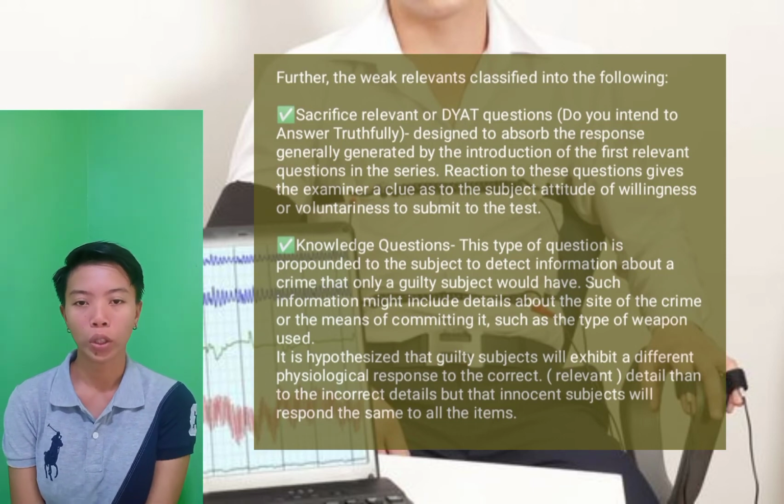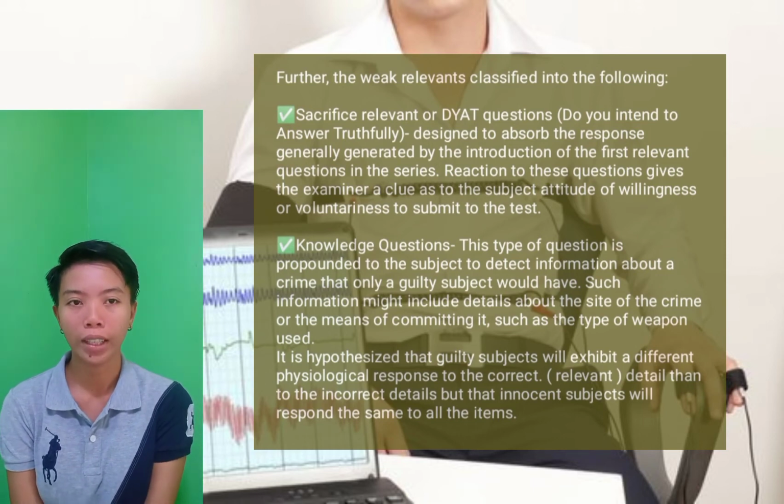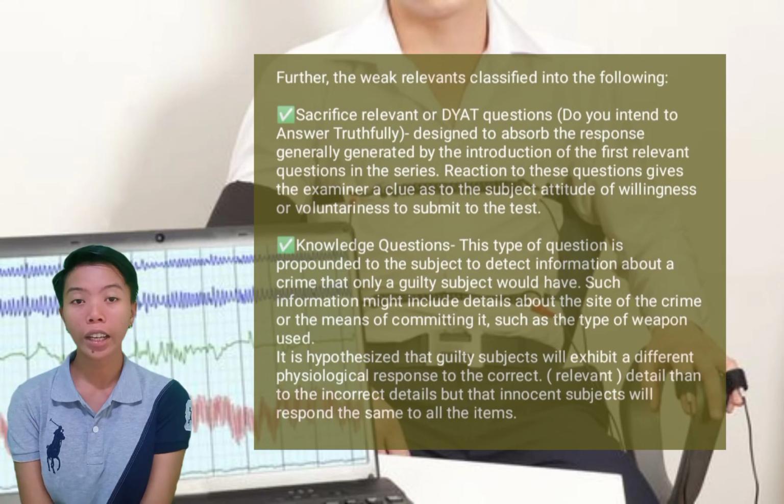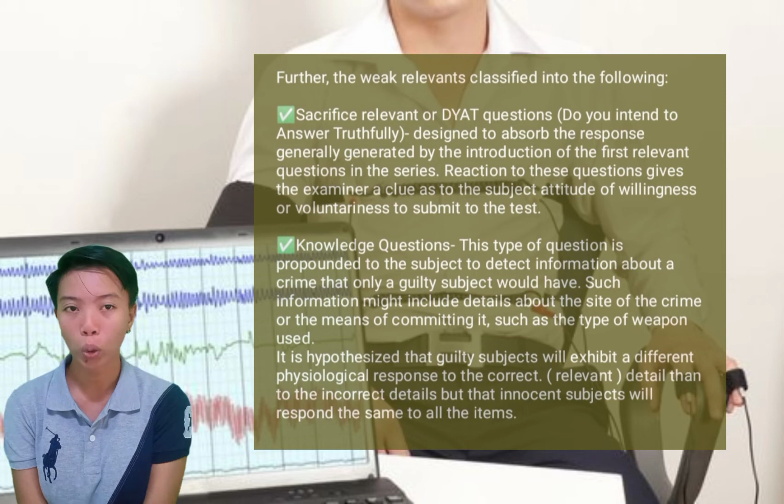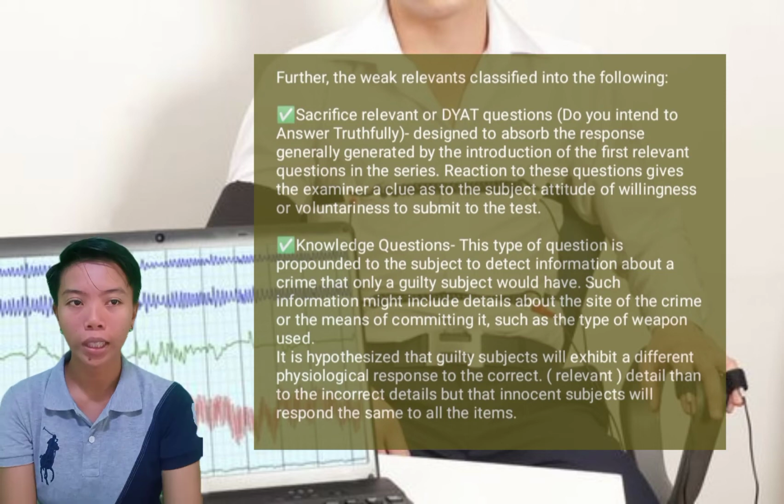Sacrifice or dietary question, such as: do you intend to answer truthfully? These are designed to absorb the response generally generated by the introduction of the first relevant question in the series. Reaction to those questions gives the examiner clues as to the subject's attitude of willingness or voluntariness to submit to the test. Example: Regarding the stolen wallet, do you intend to truthfully answer each question about that?